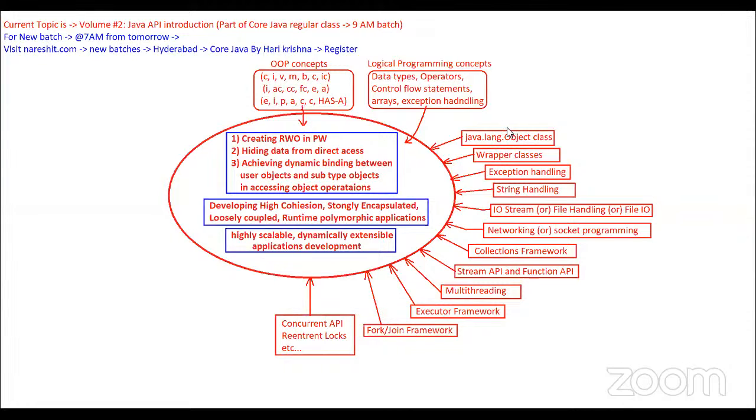You know, java.lang.Object, wrapper classes, exception handling, string handling, IO streams, networking, collections framework, stream API. All these are meant for developing the sequential flow of development. These are not worried about development or execution, they are meant only for performing operations. But multi-threading is not meant for performing operations. It's one new style of execution. Multi-threading enhancements, executor framework, fork join framework, and then concurrent API, reentrant locks, a lot of things came.